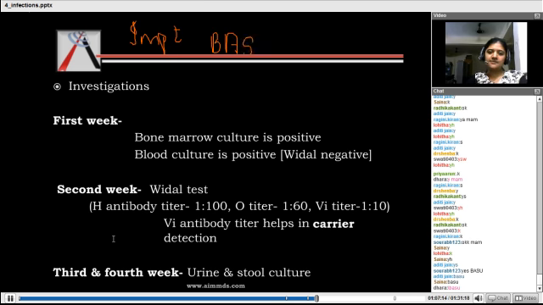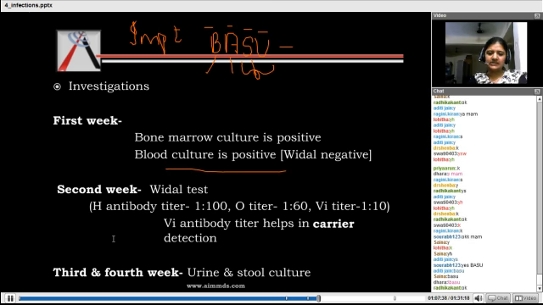Very easy and the best way to remember. First week, second week, third week, fourth week. First week, blood culture is positive. Second week, agglutination, Vidal test. Third week, stools. Fourth week, urine. In fact, your stool and urine will be kept for like third and fourth week. Okay, but blood is the best way in the first week to get a positive result.